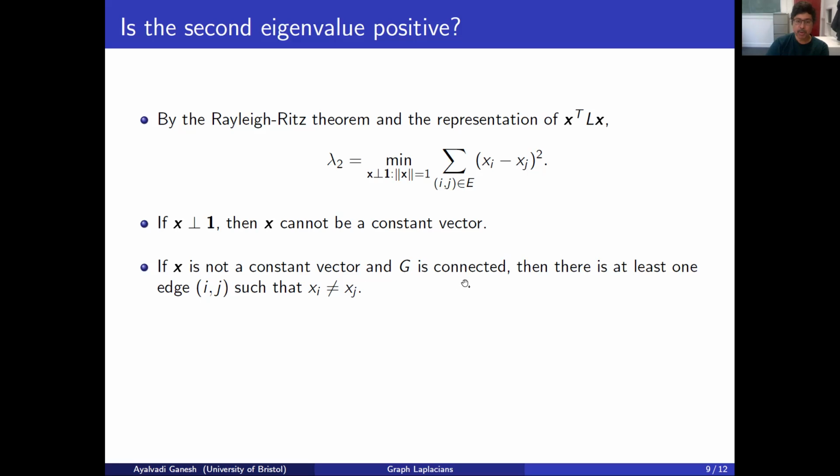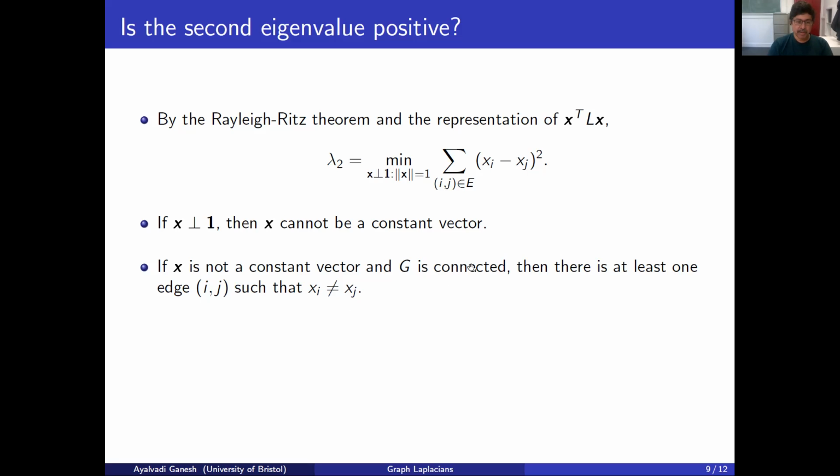And you can also see why it's necessary that G be connected in order for me to be able to say this. Because if G were disconnected, if it, say, consisted of two connected components which were disjoint from each other, then x could take a constant value on this piece, a different constant value on this piece. So it's not constant on the whole graph, but along every edge, the values are the same. Because there's no edge between these two pieces, so there's no edge on which the values differ.